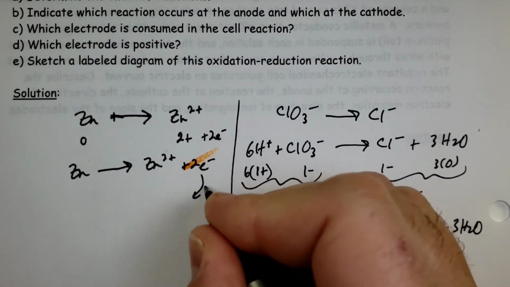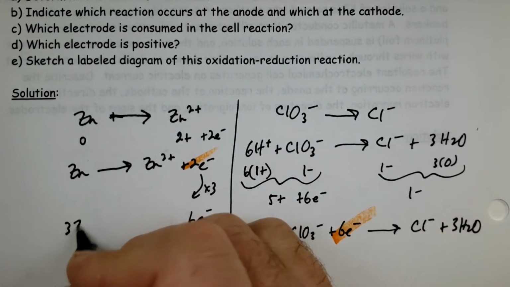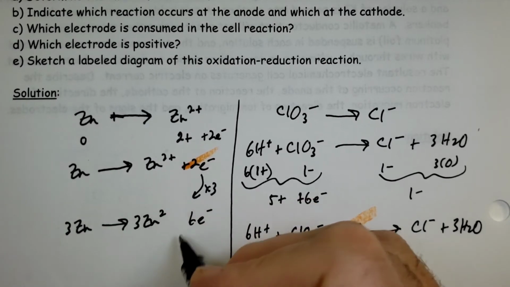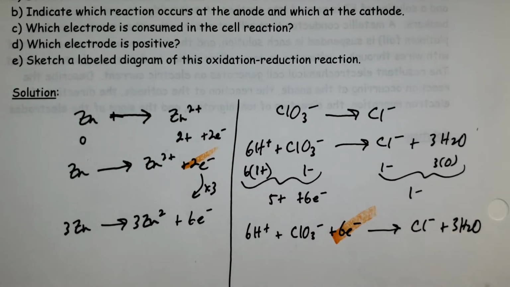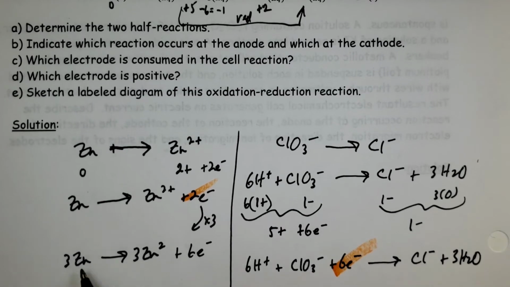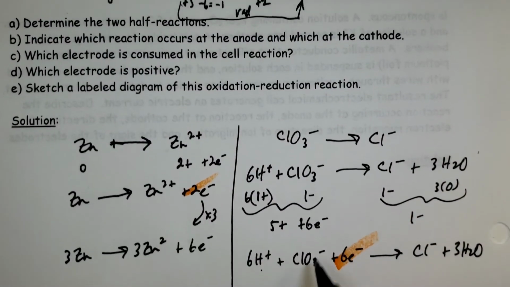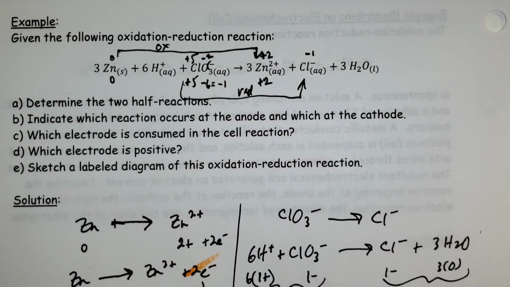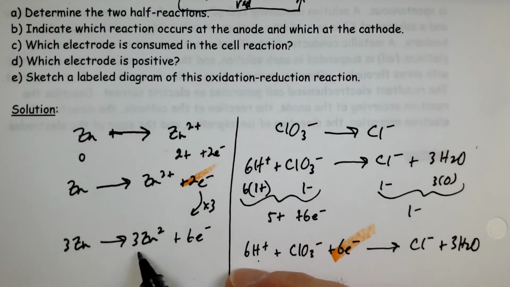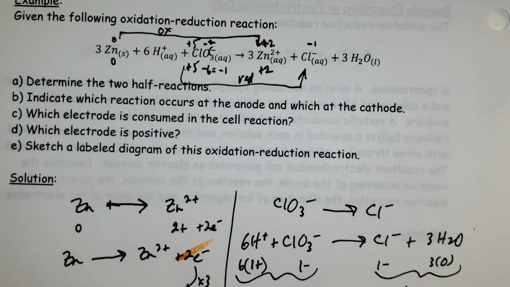So to make this perfect, I'm going to have to multiply everything here by 3. 3Zn, 3Zn2 plus 6 electrons. And if I add these two equations, on the left-hand side I'd have 3 zinc, 6H pluses, ClO3 negative. And then the electrons would cancel. On the right-hand side, I'd have Cl negative, 3Zn2 plus, and 3H2O. Look at that, it all works out.